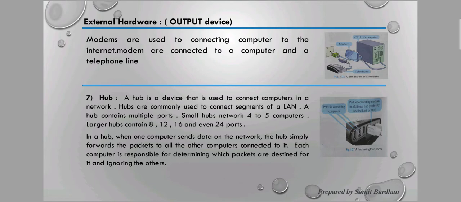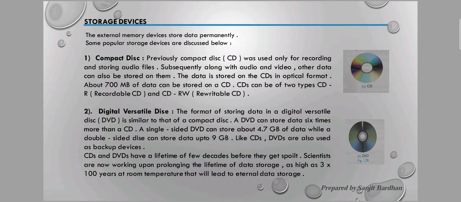Okay, next is storage devices. We all know that storage devices are what we use when we want to store data on a computer. Here are some examples: compact disc, CD, DVD, Blu-ray discs, memory card. These are examples of storage devices. First is the compact disc. Previously a compact disc was used only for recording and storing audio. Subsequently, along with audio and videos, other data can also be stored on them. The data is stored in CDs in optical format. About 700 MB of data can be stored in a CD.